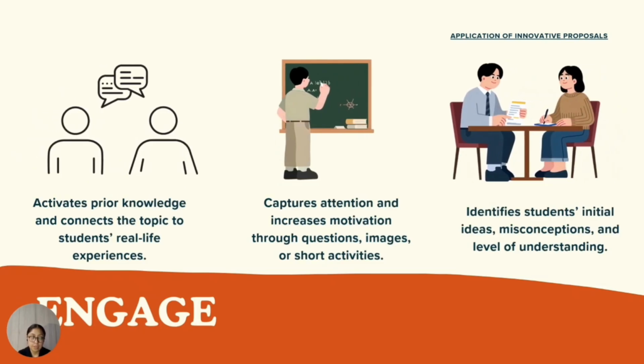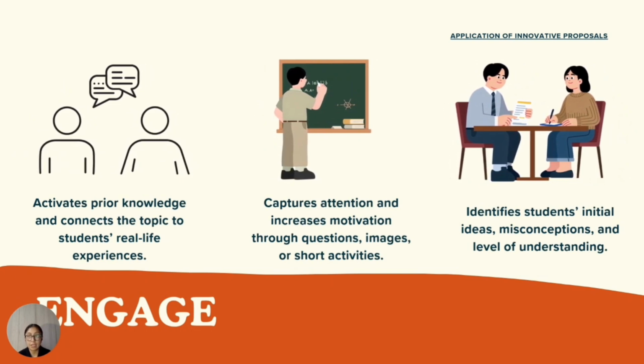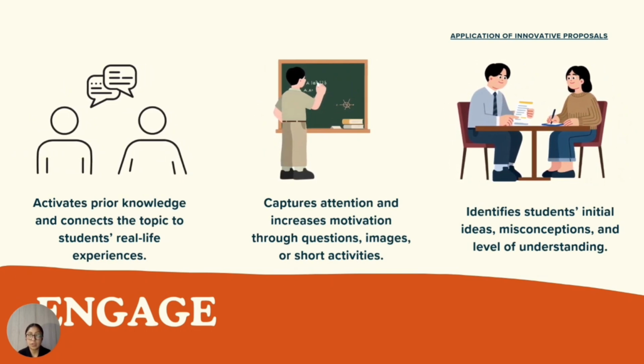Now I'm going to explain the first three stages of the 5E lesson plan: engage, explore, and explain. First, we have engage. This stage captures the students' attention and connects the topic with their prior knowledge. Teachers use questions or simple activities to create interest and identify what students already know.